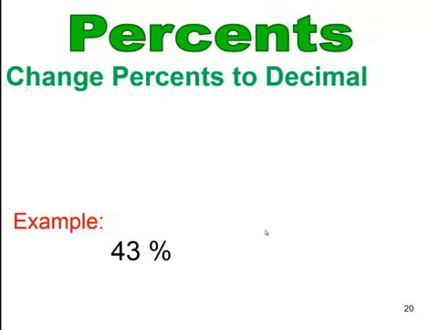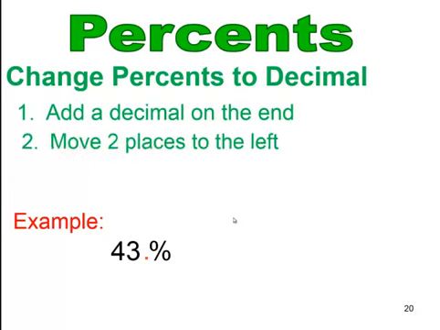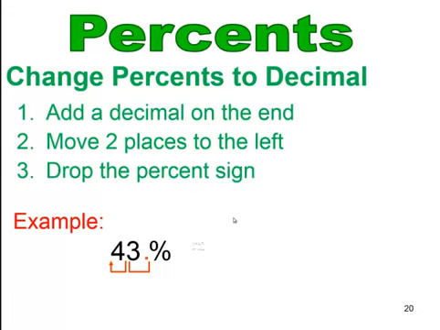So when we're changing a percent to a decimal, the way it works is you add a decimal place to the end, and then you count or move 2 places to the left. So in this case, when I convert 43% to a decimal, I end up getting 0.43 as my answer. So changing a percent to a decimal, you add a decimal point on the end, move it 2 places to the left, and you drop the percent sign.